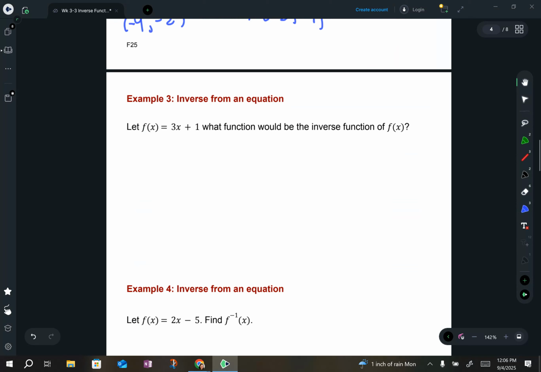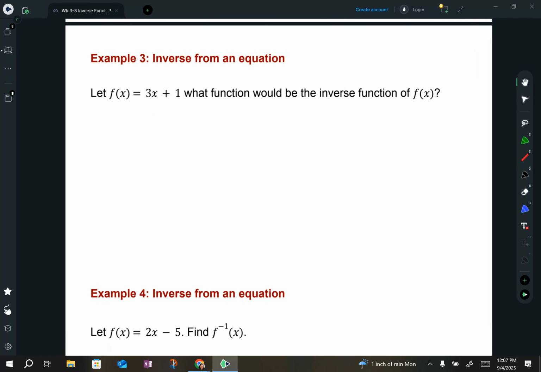All right, let's think about inverses from an equation. I'm going to give you a nice algorithm that you've probably seen in other places in just a bit, but let's just talk it through for a minute. Here's my function f of x. This function takes an input, multiplies it by 3, and adds 1. So if I put in any value for x, I would multiply by 3 first. So this is what f does. I would multiply by 3, and then I would add 1.